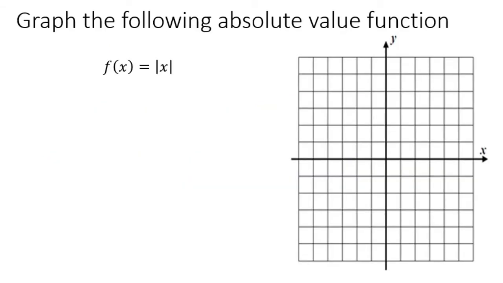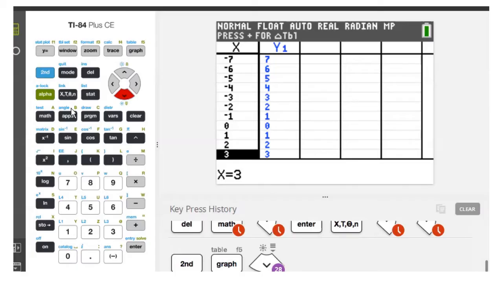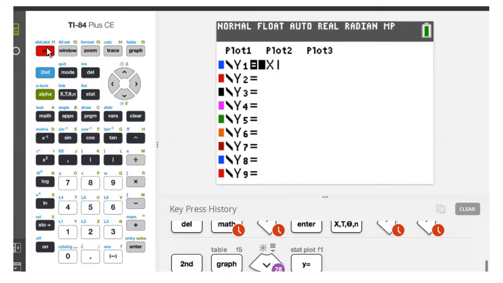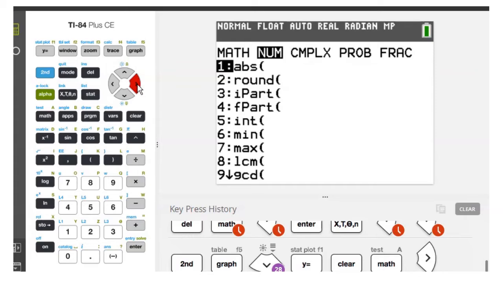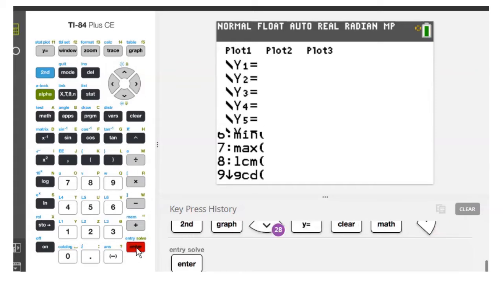Let's look at our first example here. We have f of x equals the absolute value of x. I'm going to use my graphing calculator to graph this function. So I'm going to go to y equals, and I'm going to put the absolute value function by hitting the math button and then going to the right, choosing the absolute value, which is the first choice. And then inside the absolute value, I'm going to put x.